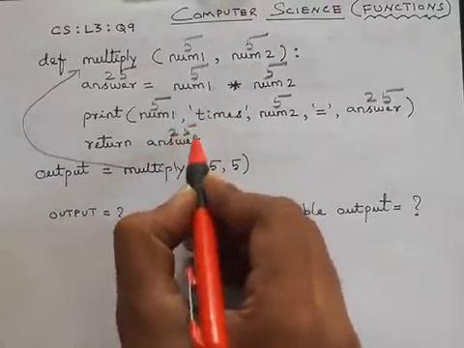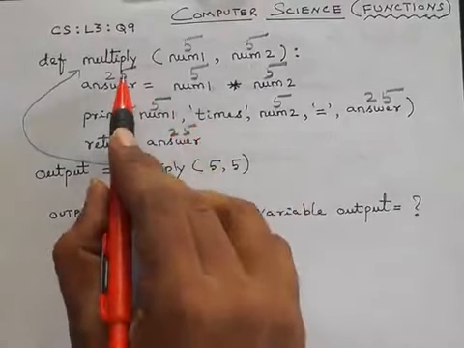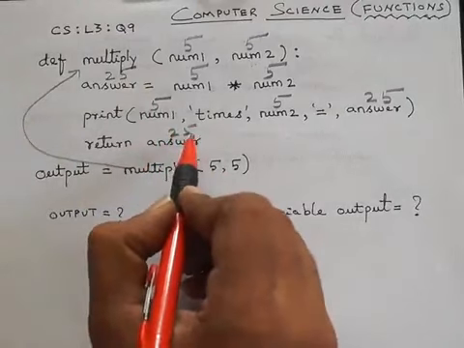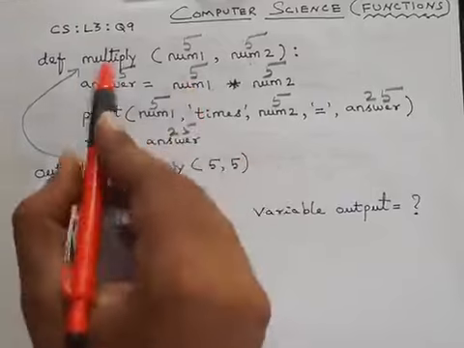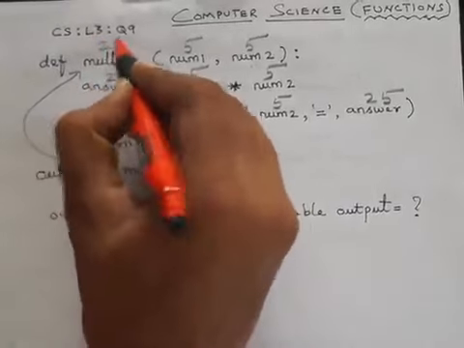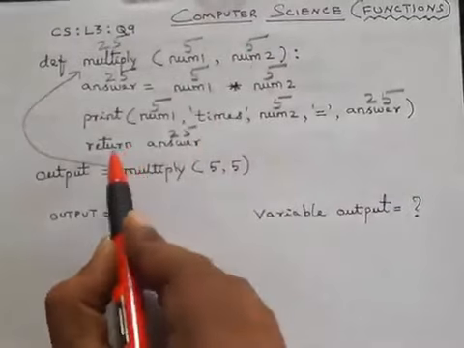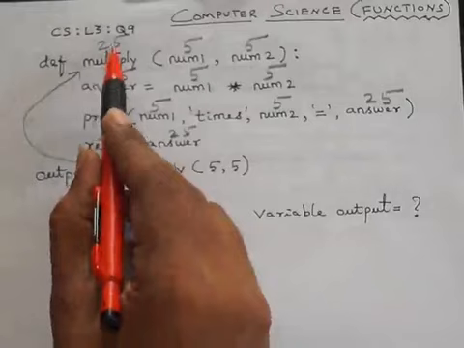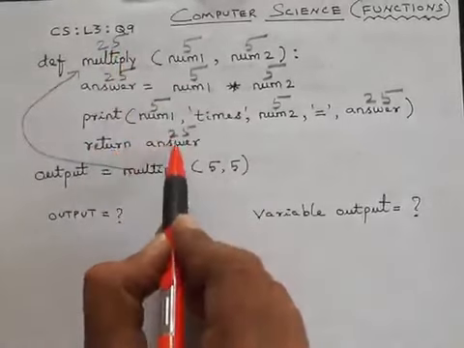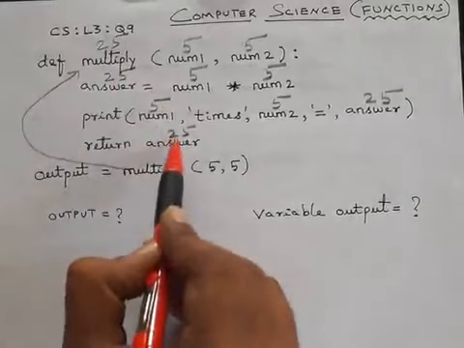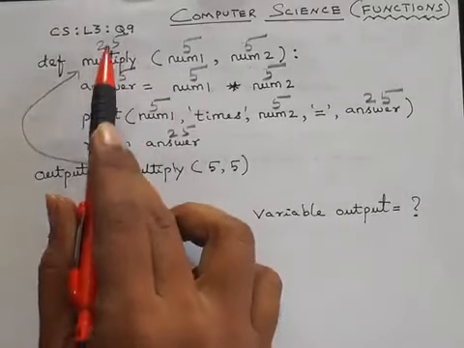How am I saying 25? What is the answer value? 25, such that return 25. Because of this statement, the multiply function receives the value 25. Once again, because of this return statement, multiply receives the value 25. Suppose return 1 means the multiply function value is 1. So return 25 means the multiply function value is 25.